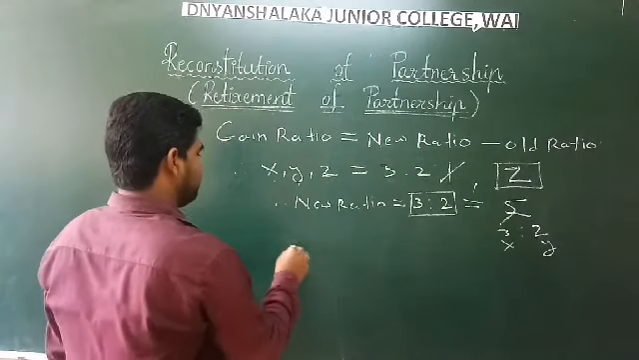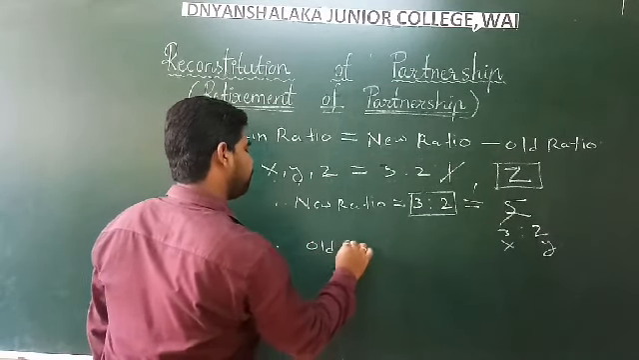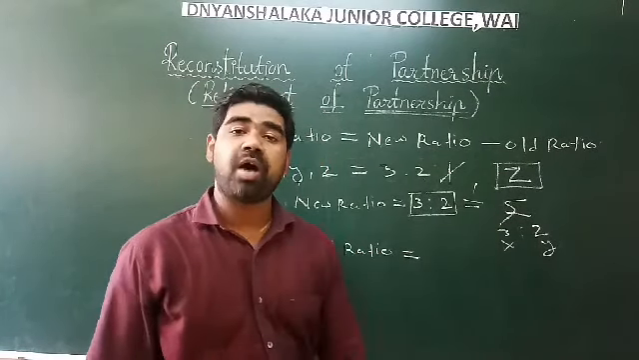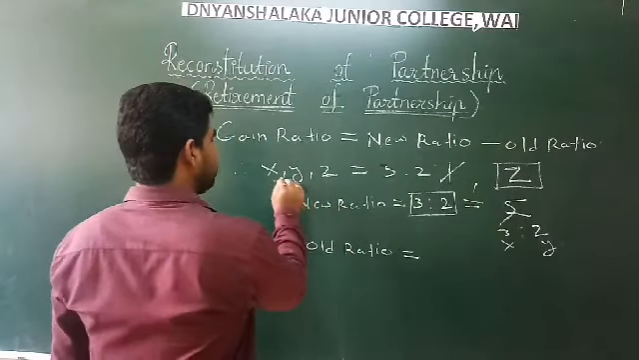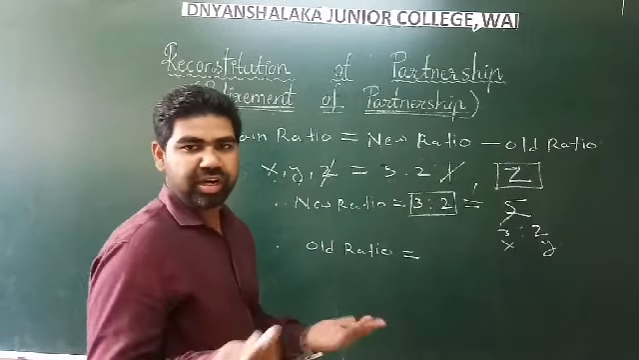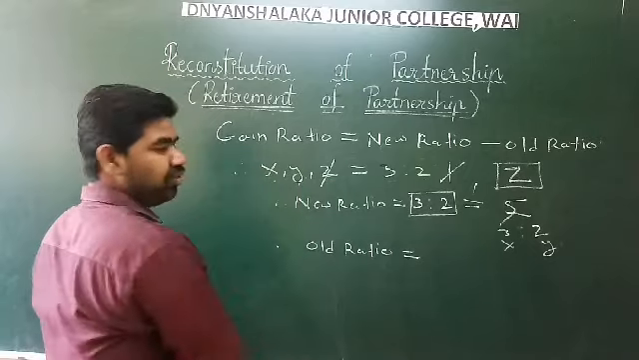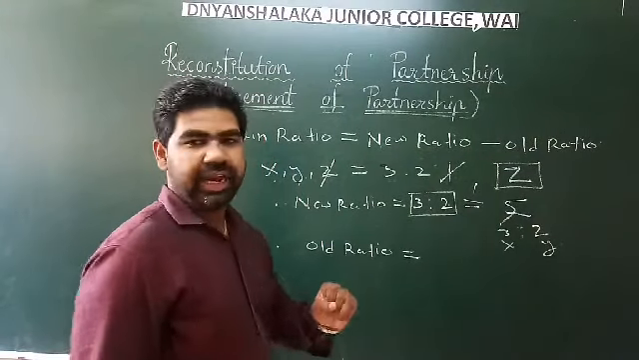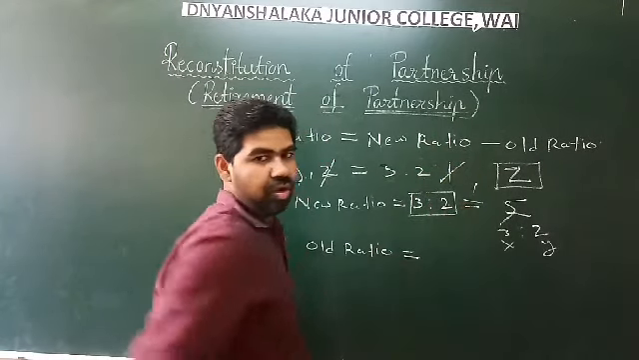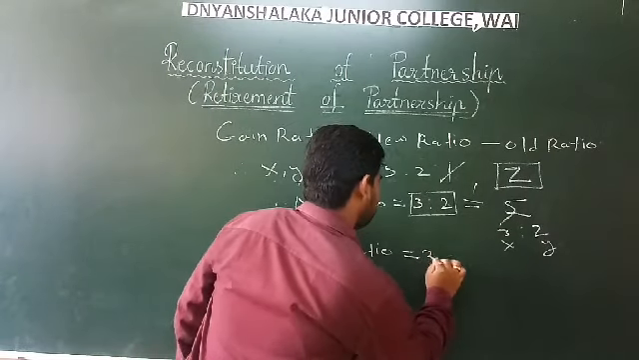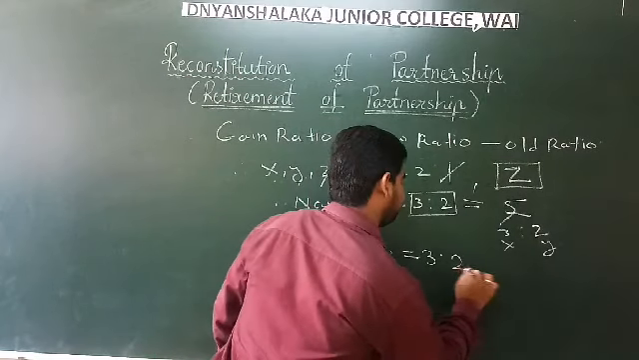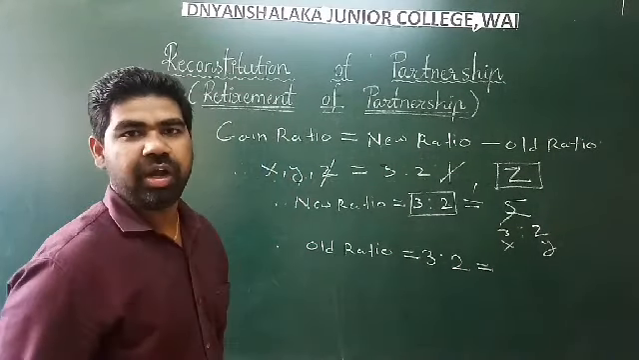Okay, and what is the second thing we require? The second thing we require is the old ratio, and we require the old ratio of our continuing partners. So X, Y and Z, three partners are there, but now Z retires from the business. So who are your continuing partners? X and Y. So we have to get the old ratio. What is the profit sharing ratio? 3:2:1. So very simple. 3:2 is your old ratio.